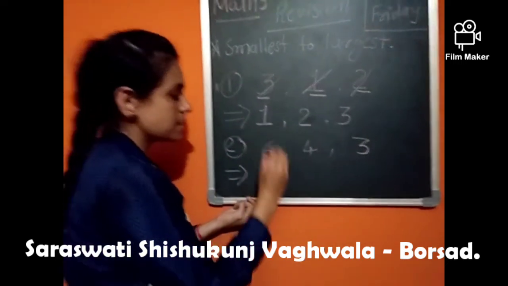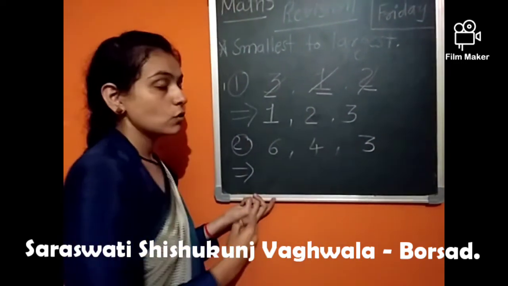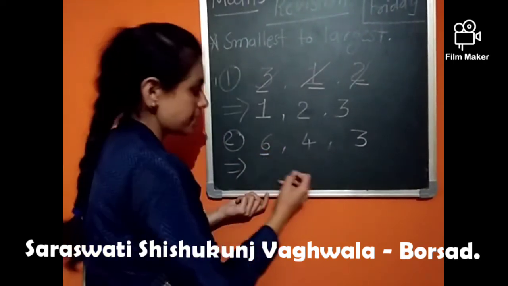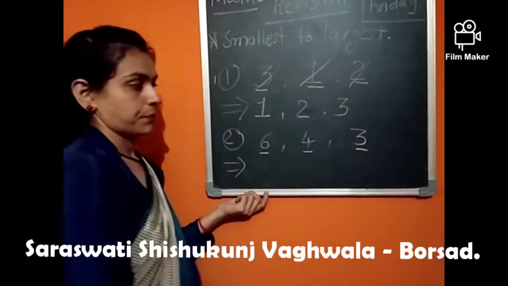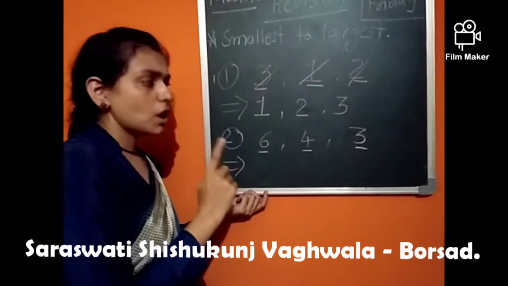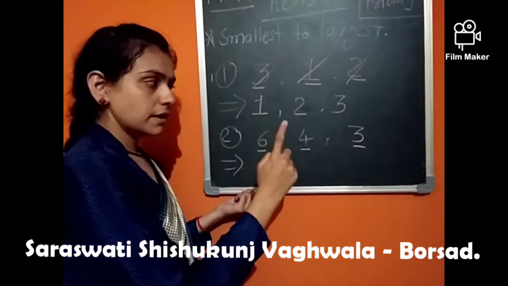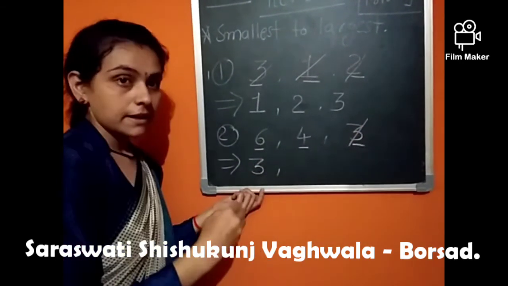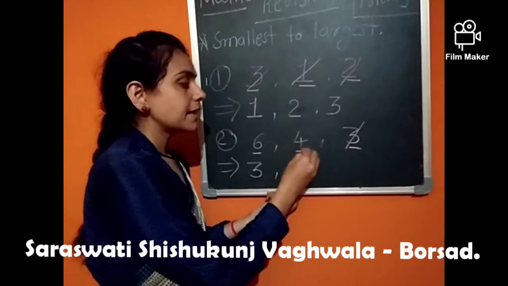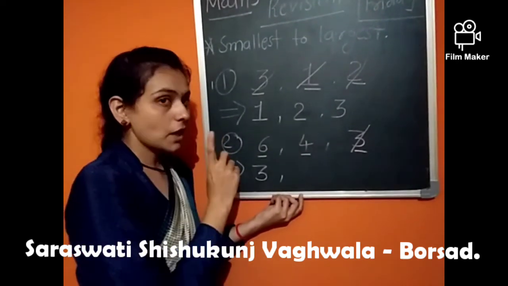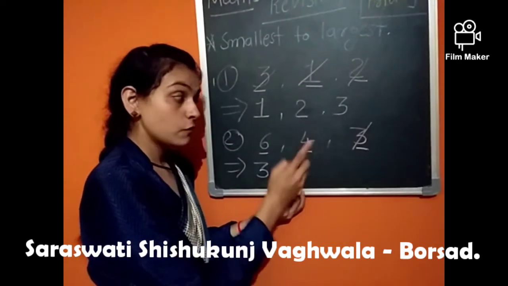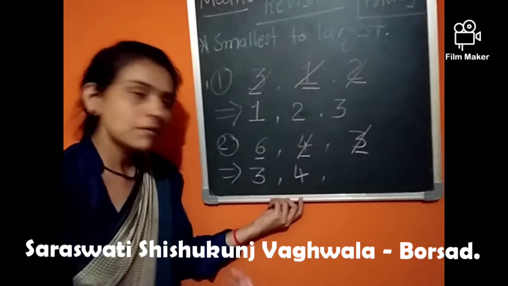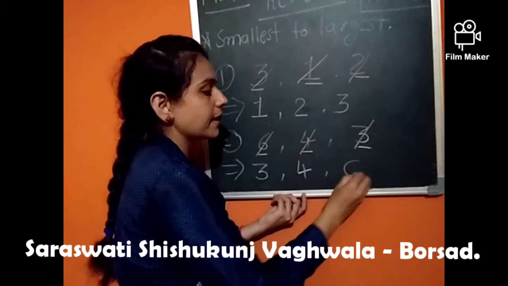Okay. 6, 4 and 3. So first what we have to do? We have to draw underline. So 6, 4 and 3. Now think which one is the small number? 6, 4 or 3? 3. So cut 3 and write first. Then 6 and 4. Compare it. Which one is the small number? 6 or 4? 4. So cut it and write here. Now only one remains. So 6, cut and write here.